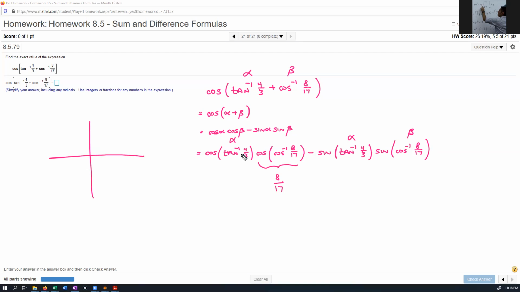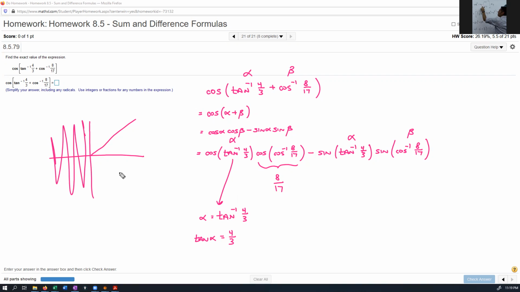Because alpha involves arctangent, we have to be in the first or the fourth quadrant. Arctangent being a positive number here means that we have to be up in the first quadrant, because tangent is only positive there. Remember, this is saying that alpha is tangent inverse of 4/3, which means that tangent of alpha is 4/3. And since tangent is positive, that would have to happen in the first quadrant, not the fourth.